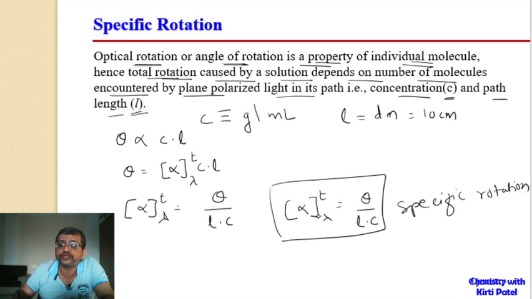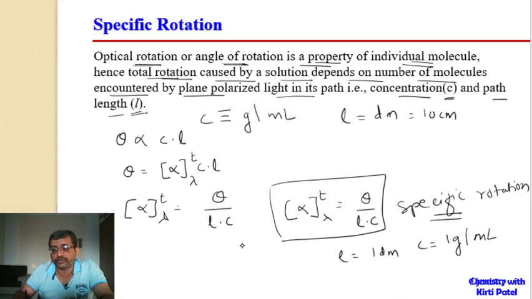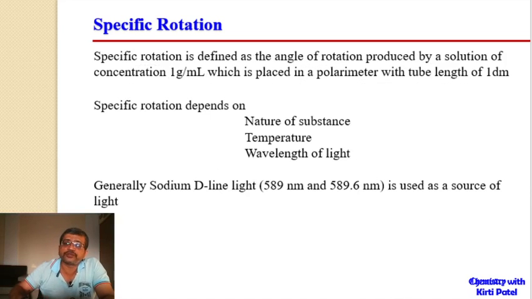Specific rotation is the angle of rotation when L is equal to 1 decimeter and C is equal to 1 gram per ml. When the concentration of the solution is kept at 1 gram per ml and the path length of the tube is kept at 10 centimeter or 1 decimeter, then whatever angle of rotation we get, we call it the specific rotation. So specific rotation is defined as the angle of rotation produced by a solution of concentration 1 gram per ml, placed in a polarimeter with a tube length of 1 decimeter.